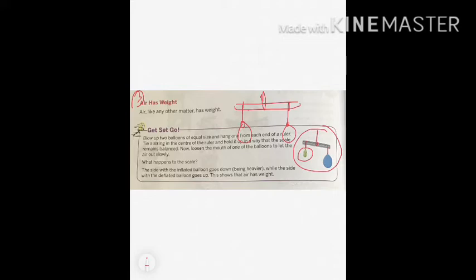Here I'm using two terms in front of you. One is deflated. Deflated means when there is no air. So the first balloon is deflated now. And inflated means that it is filled with air. So understand the meaning of these terms. This deflated balloon, the first one, moves up, and the inflated balloon, which is still filled with air, moves down. So this experiment shows that air has weight.